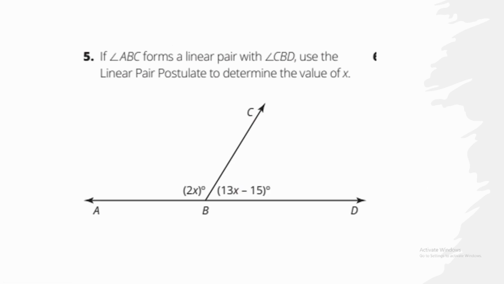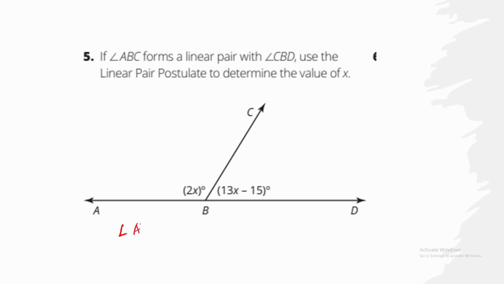Next up, it says if angle ABC forms a linear pair with angle CBD, use the linear pair postulate to determine the value of x. The linear pair postulate says that if we take two angles and they create a straight line, like we have here, that means they equal 180. So what we could say is, if I add my angle ABC plus CBD, that's going to equal 180.